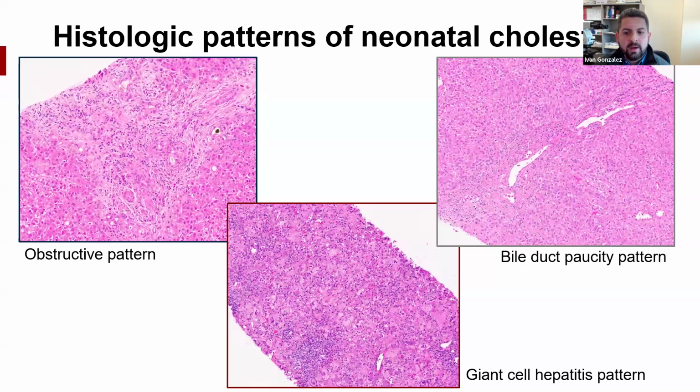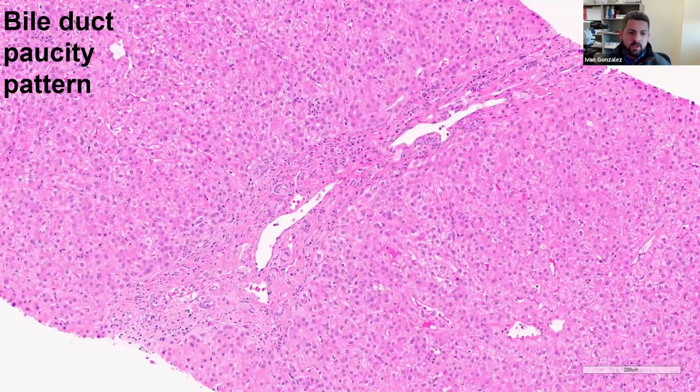Okay, so the third pattern will be the bile duct paucity pattern. Bile duct paucity is the absence of bile ducts.